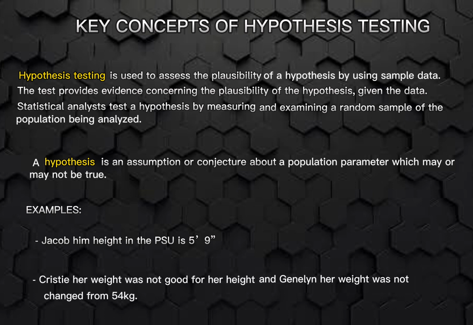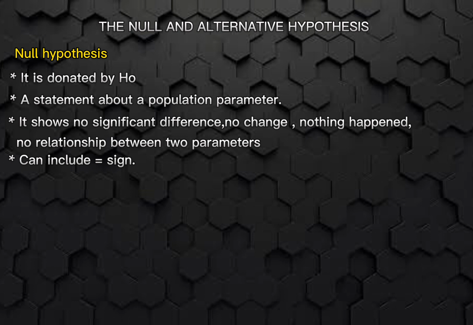So, inuna muna natin ang key concept about null and alternative hypothesis, kung paano tayo mag-formulate ng null and alternative hypothesis. The null hypothesis is denoted by H sub 0, a statement about a population parameter. It shows no significant difference, no change, nothing happened, no relationship between two parameters. Can include equal sign. Madalas na ginagamit for null hypothesis is the equality sign.